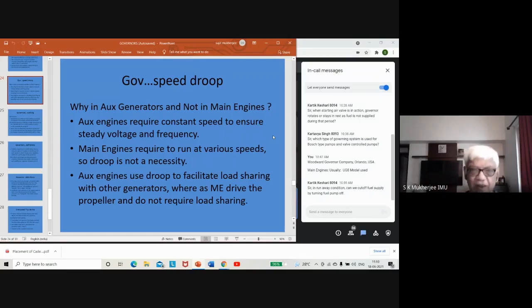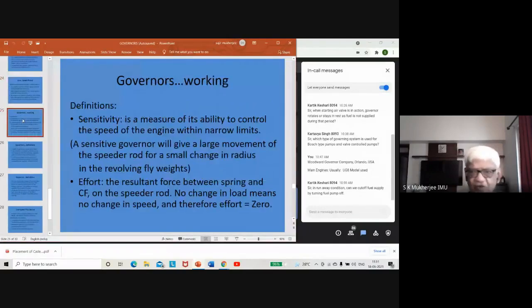This difference is very small, but this small difference will ultimately result in one generator taking 65% of the load, the other one taking 35%, or 60% and 40%, or 55% and 45%. Though they are supposed to take 50% and 50%, it might become 55 and 45. Why? Because the speed droop settings are accurate by the digits, but not accurate by their characteristics. So the speed droop has to be the same in all the generators to have a balance of load. That is why auxiliary engines use droop to facilitate load sharing with other generators, whereas the main engine drives the propeller and does not require load sharing.